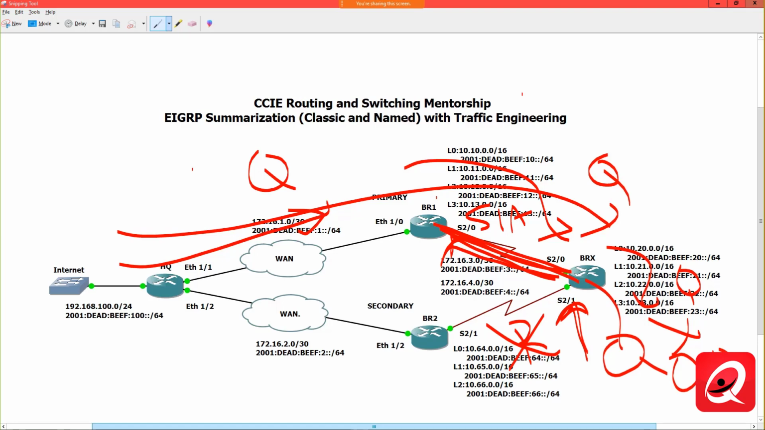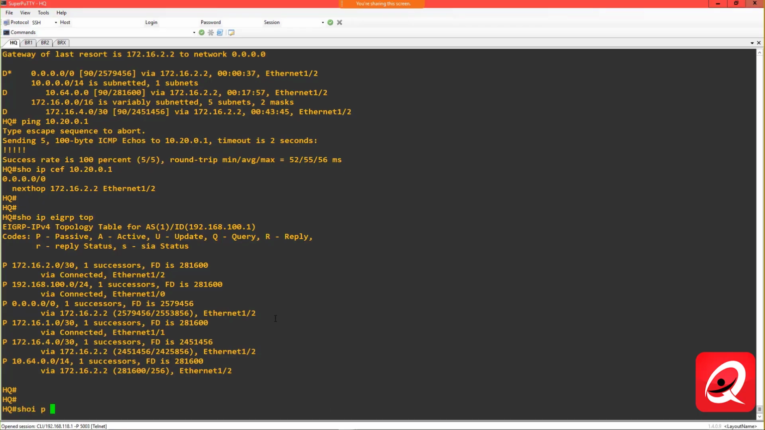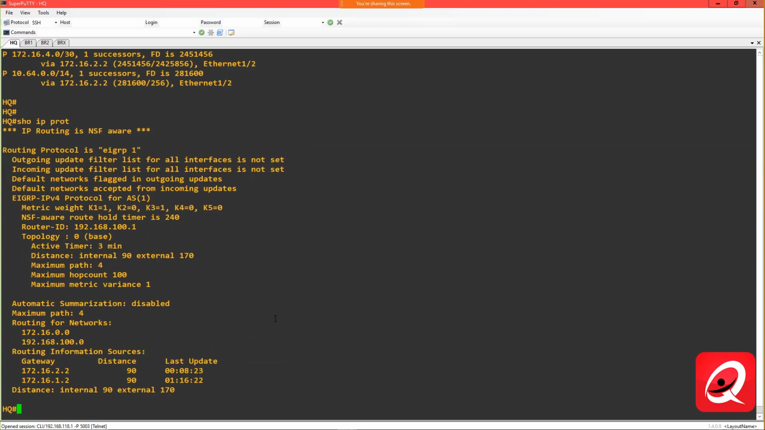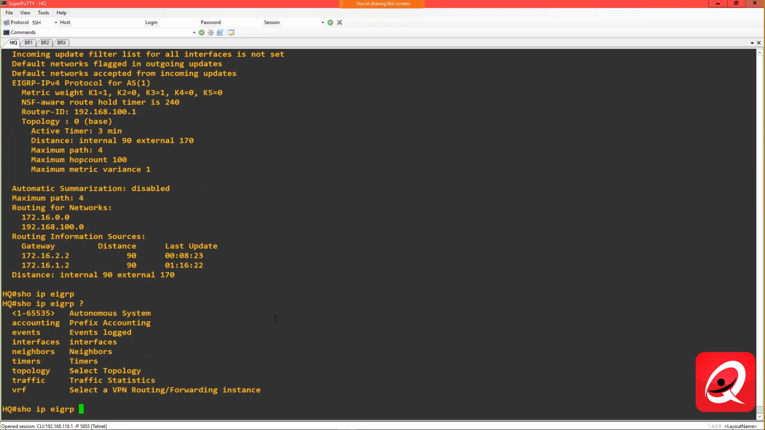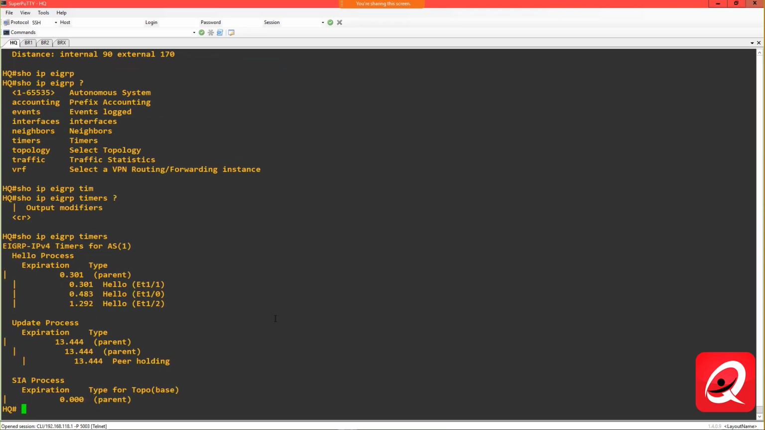Now, EIGRP has a secondary process called a stuck inactive query, which gets sent at half the time that the actual stuck inactive timer is set to. I don't know if I can see those timers here. Show IP. I don't think we'll see it in protocols. I'm trying to think of a command. Show IP EIGRP timers. Yeah, okay. Let's see.